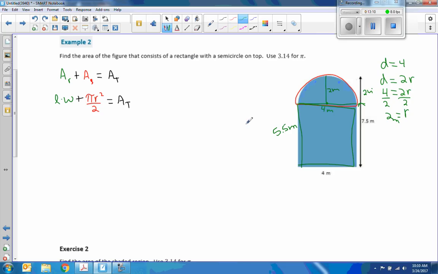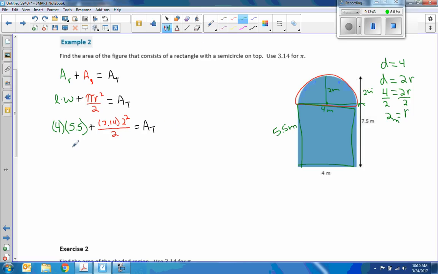The length of the rectangle is 4. So now we're just substituting. 4. My width is 5.5, plus, and it says to use 3.14 for pi. So I'm going to write 3.14 times the radius, which is 2 squared, divided by 2. That is going to equal our total area.